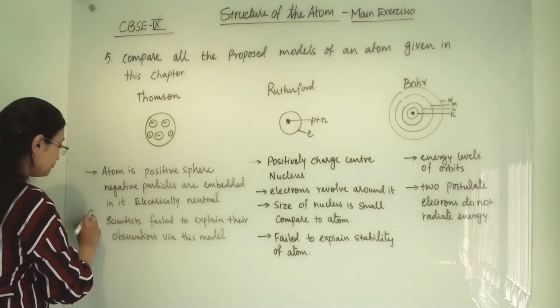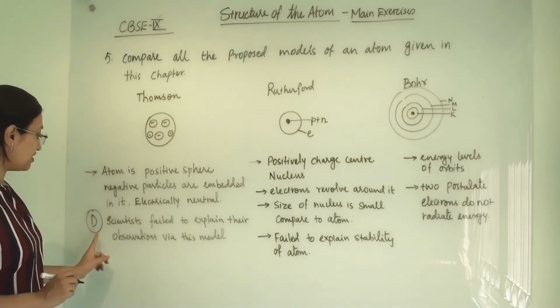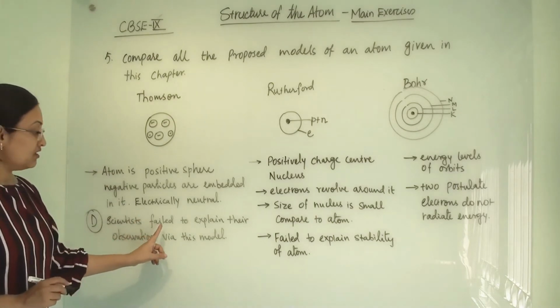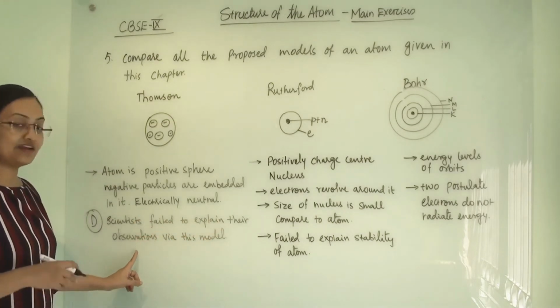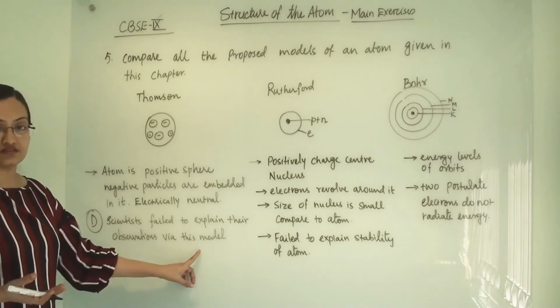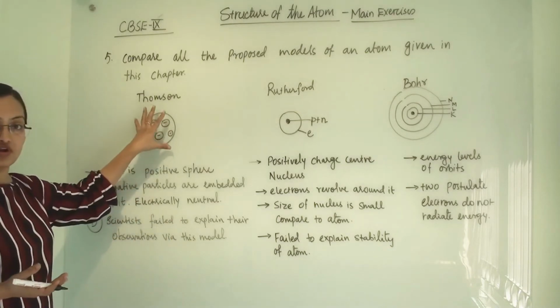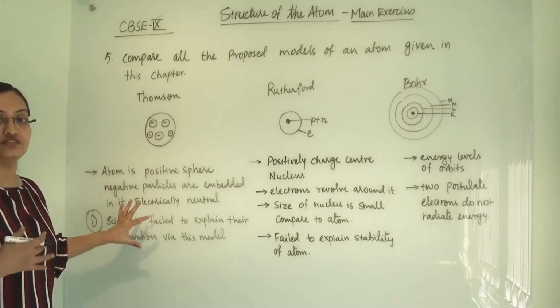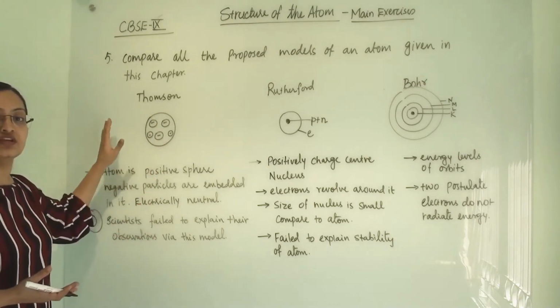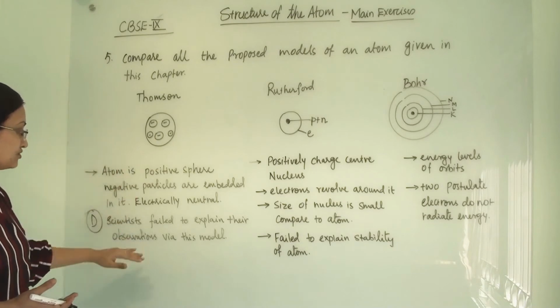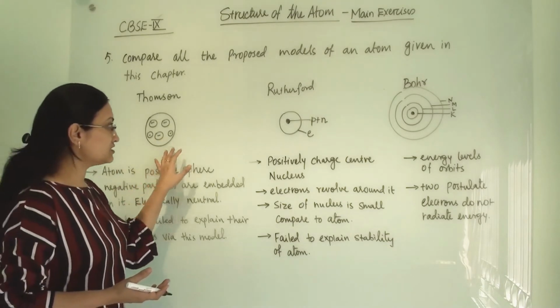Now, what is the drawback of Thomson's model of an atom? That scientists were failed to explain their observations via this model. He said that it is electrically neutral and this is the model of an atom, but their observations and their results were not matching with this model of an atom. So this was the biggest drawback of this model.